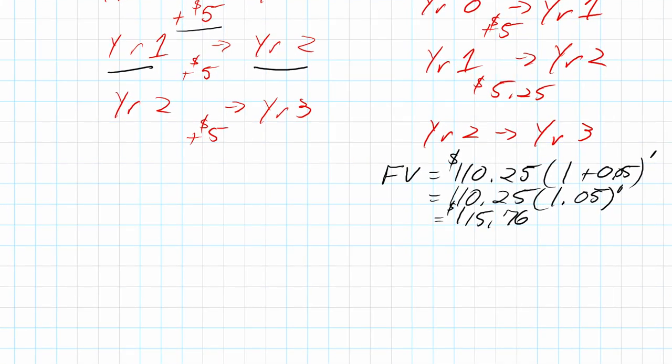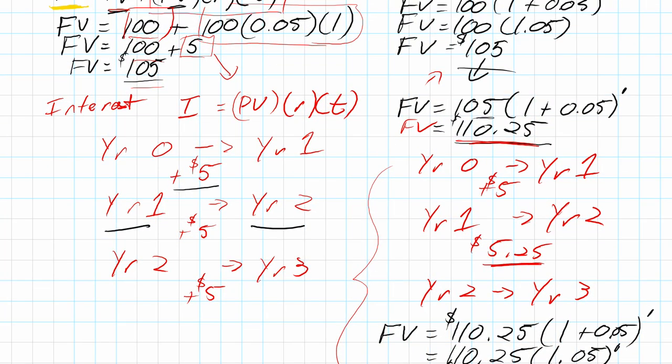Which means if we do some subtraction, 115.76 minus 110.25, you end up getting plus $5.51. Hey, that's a little more than that year. So every year, what we're increasing by goes up. Now, imagine we had to calculate to year 100. This process, this algorithm, is very tedious and very slow.